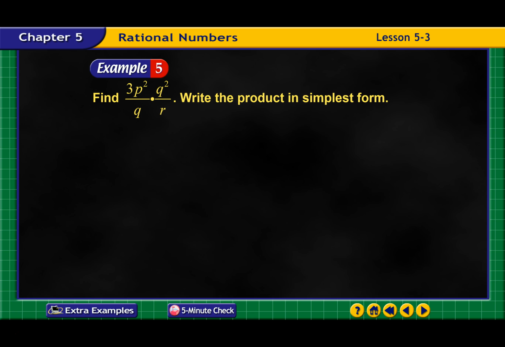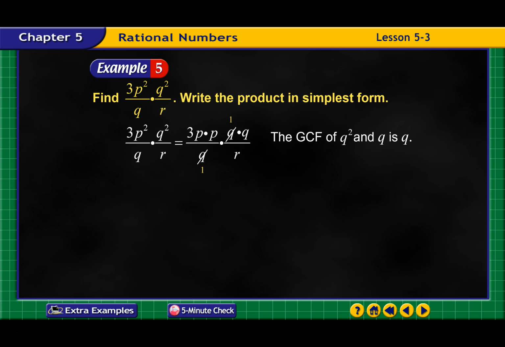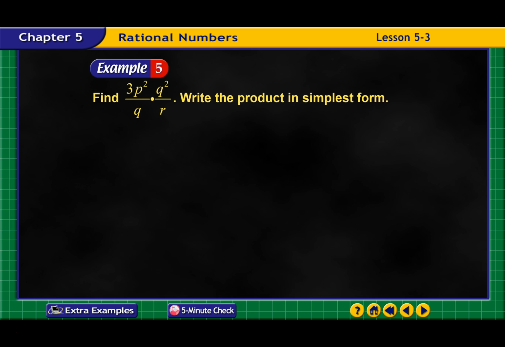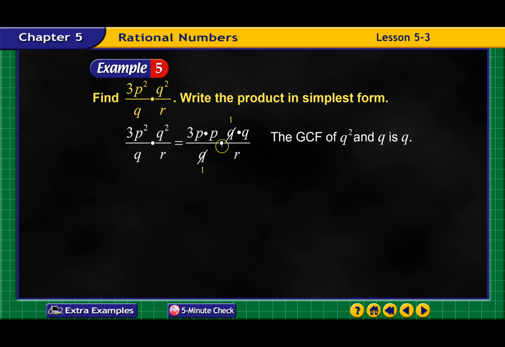All right, write this as a product in simplest form. First we're going to write them out, and I'm going to make these 2 P's and 2 Q's. Again, we're crossing the multiplication symbol here so I can reduce them earlier. I can take 1 Q away from each side, nothing else there. And so I'll end up with 3P squared Q over R.